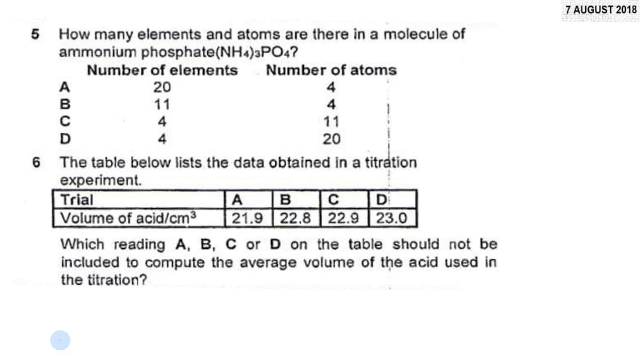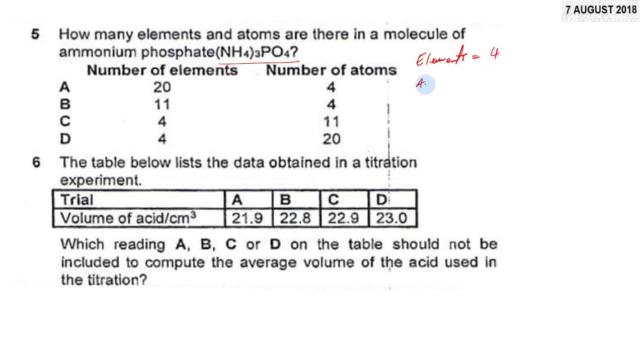So let's see this other question we have here. This came in 2018 on the 17th of August. 5. How many elements and atoms are there in a molecule of ammonium phosphate, which is this one here? So now, how many elements? We'll start with elements. So we'll check elements. There's nitrogen, hydrogen, phosphorus, oxygen. So there are 4 elements here.